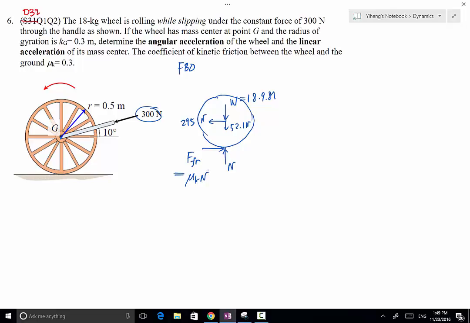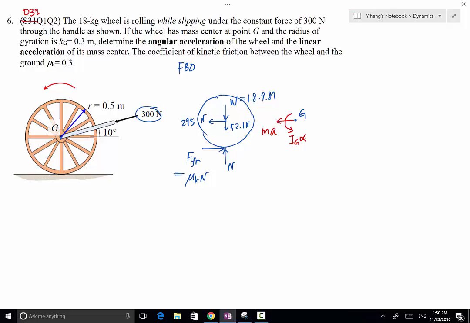And we need to also draw the kinetic diagram. For the kinetic diagram, this is point G. Point G only moves to the left with the acceleration. Let's just call it ma, because there's no other linear acceleration. We already know that the center of this wheel will only move to the left. And because it's rolling, we will also have I_G alpha. I_G is the mass moment of inertia about point G, and alpha is its angular acceleration. So now we're ready to write our equations of motion.